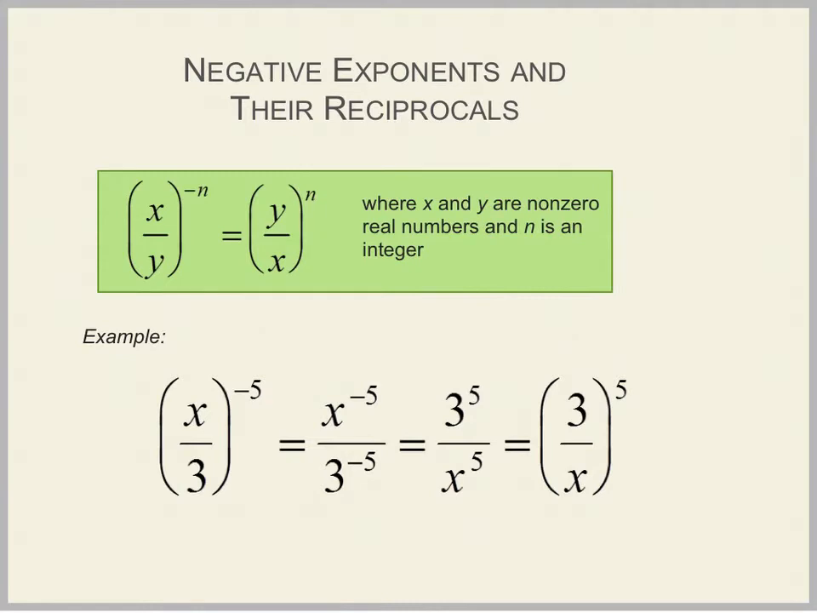X over 3 raised to the negative 5th power. You can use some different rules to understand this. The first would say distribute that negative 5 to get x to the negative 5th over 3 to the negative 5th. And then we know that anything with a negative exponent, we take the reciprocal, or numerator moves to denominator, denominator moves to numerator. And we could rewrite it in this last form if we wanted to.